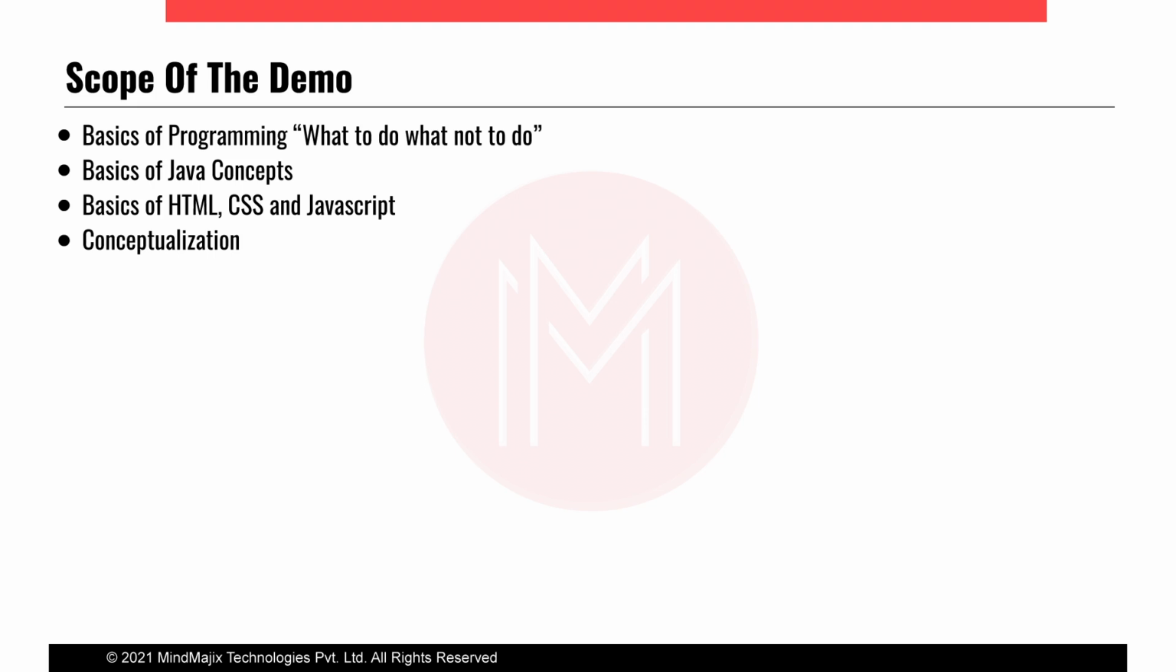The prerequisites are the basics of programming, Java concepts, and HTML, JavaScript, and CSS to work with web development. So basically, this is the basic requirement of Java full stack. We'll be focusing on how to develop a backend project, how to develop front-end projects, how to optimize code, how to write backend projects, and how to conceptualize the concepts.